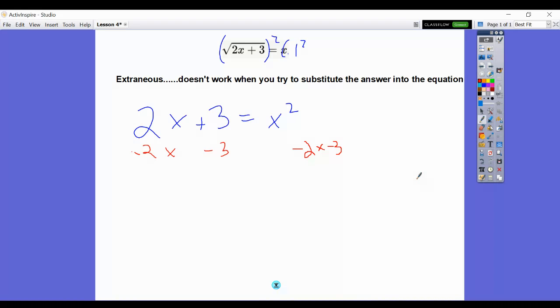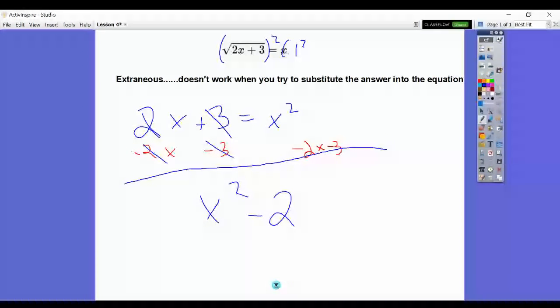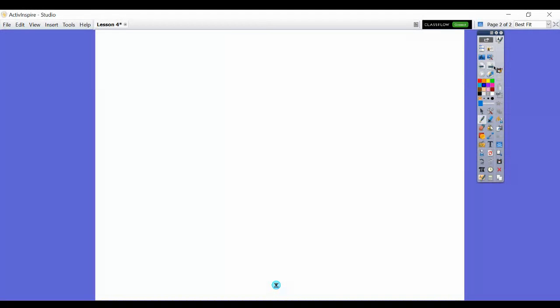So from here, I'm going to see what I get when I cancel everything out. Sorry, these two cancel each other out. These two cancel each other out. That leaves me with x squared minus 2x minus 3. So on the next slide, this is where I'm going to start doing my math.